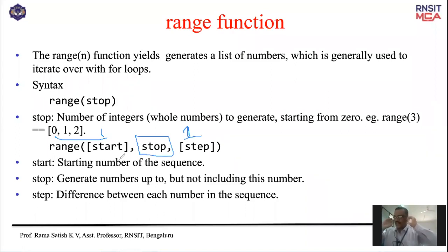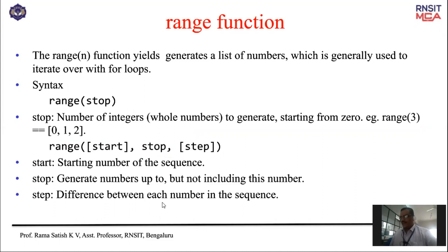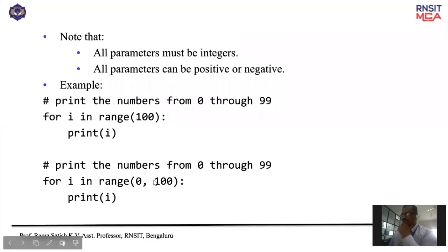Normally we use this range function in our for loop, right? We'll see how it is in the next example. Look at here, we have for i in range of 100. That means it will start from 0, it will go up to 99, and each time it prints.